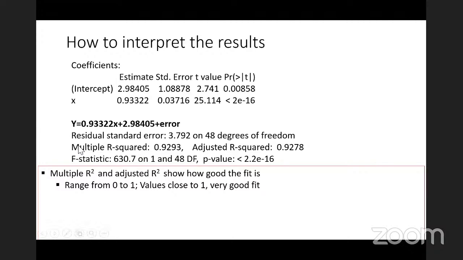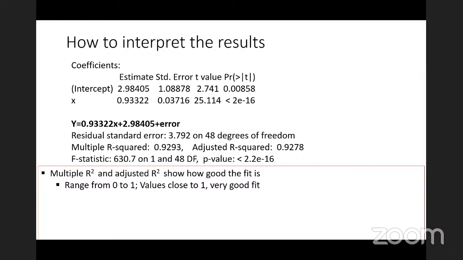What is most important is over here, besides the equation, to check out the multiple R squared and adjusted R square. The multiple R square and adjusted R square show how good the fit of the model is, how good the predictors are actually predicting the dependent variable. These range from 0 to 1, and values close to 1 show a very good fit. In this example, the value of the adjusted R square is 0.9278. That's quite close to 1.